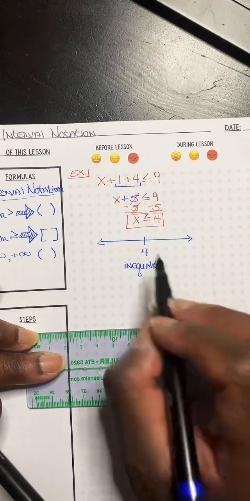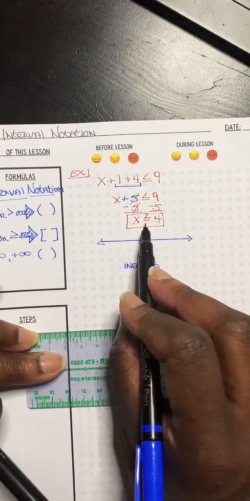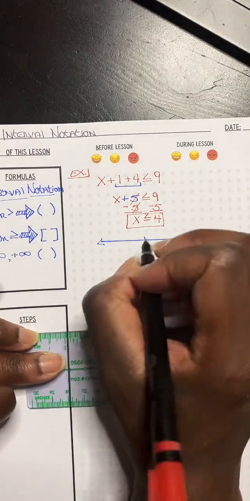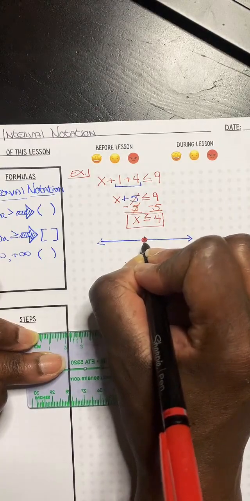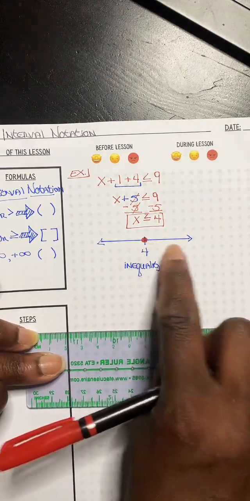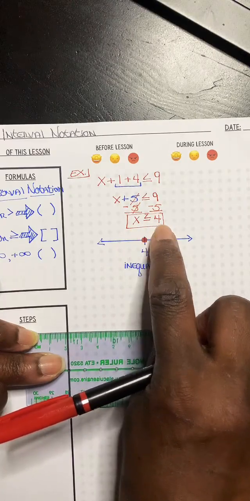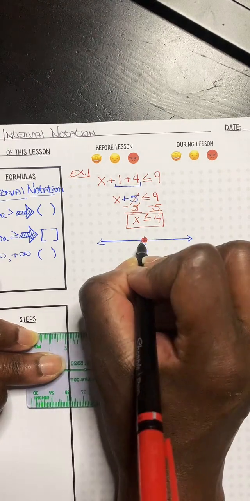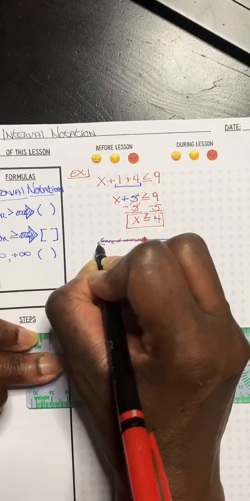So if I said x is less than or equal to 4, since it has that equal to, that means it's going to be a dot on the 4. And now I need to figure out which way I'm going to shade. Since it's x is less than or equal to 4, that means 4 is going to be my highest. So I'm looking at numbers that are less than. All right?